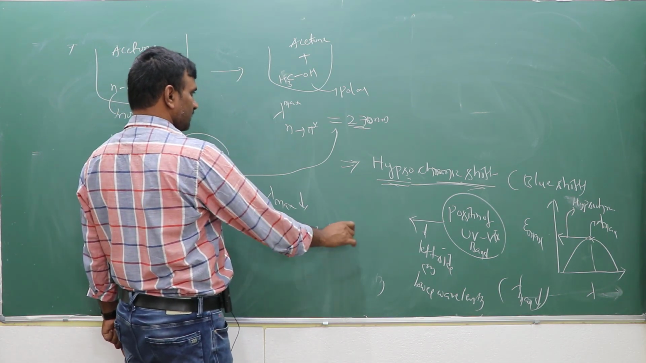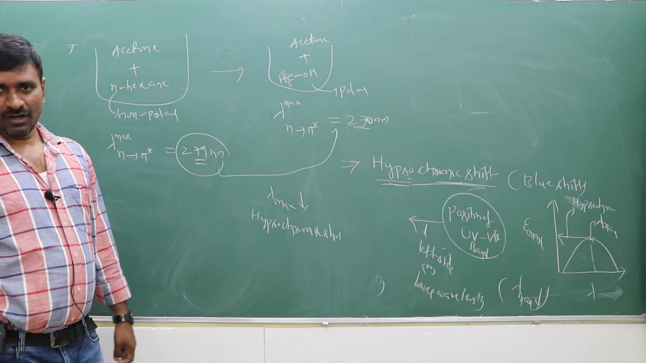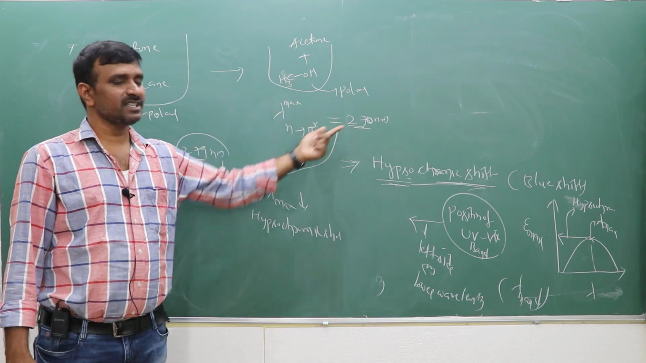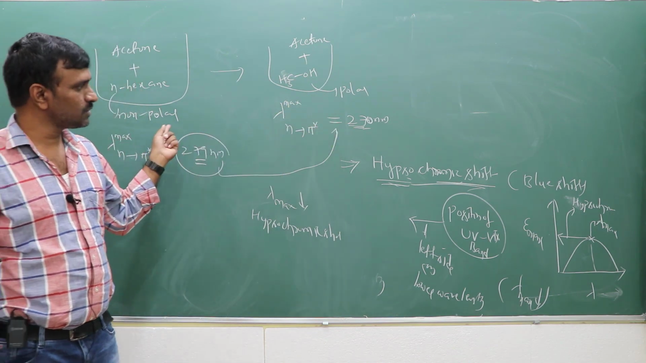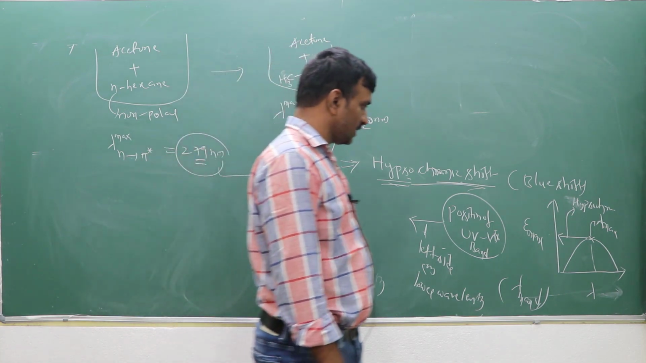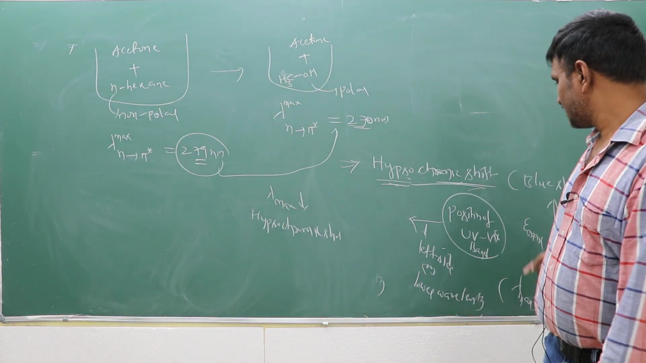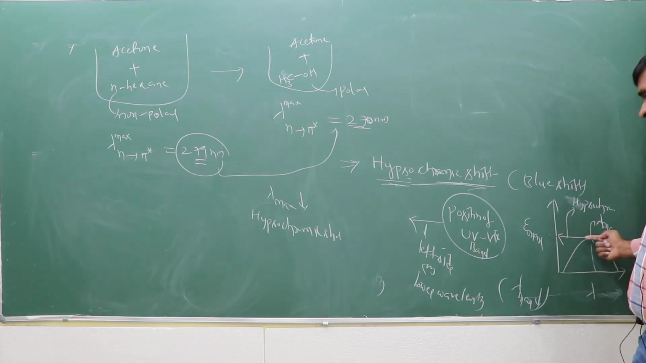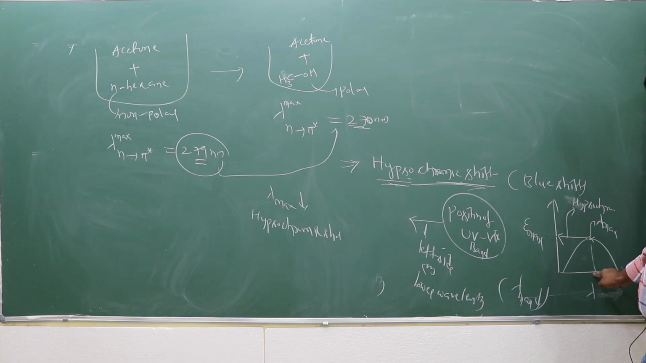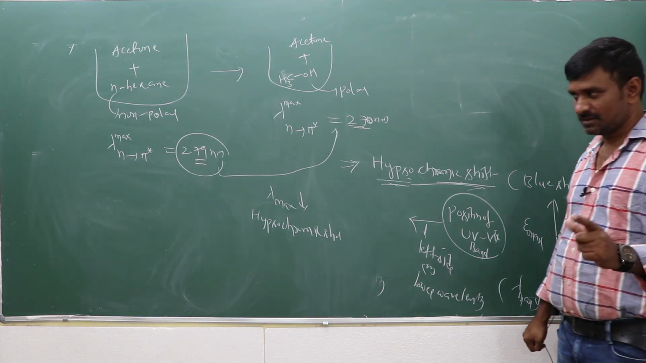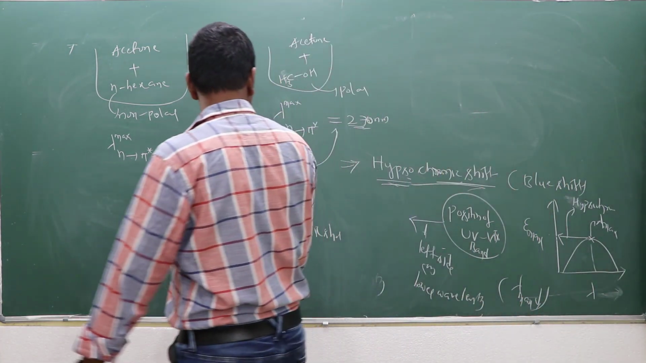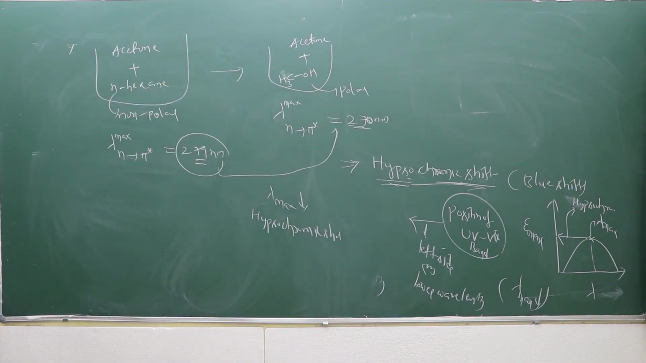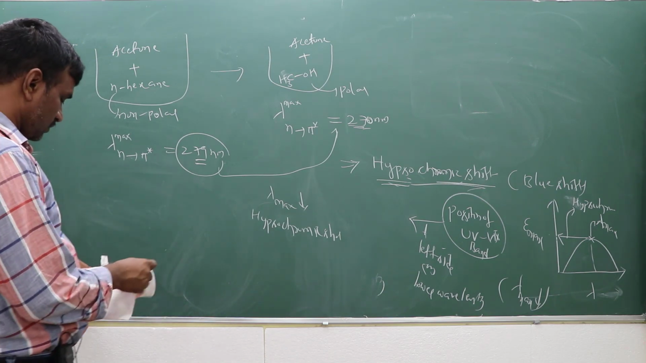That means in the n to pi star transition, from non-polar to polar solvents, that shift is a hypsochromic shift, towards the left side or lower wavelength side. 279 to 270, that is hypsochromic shift, or blue shift. Another two shifts are there.